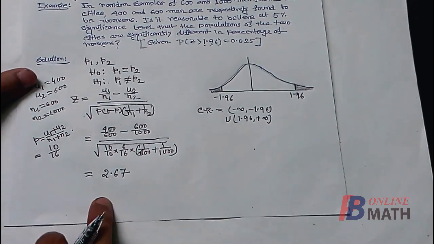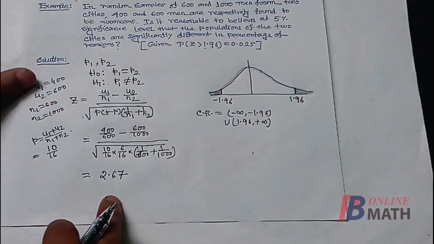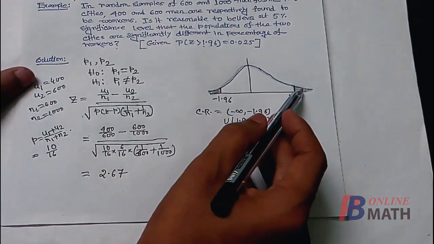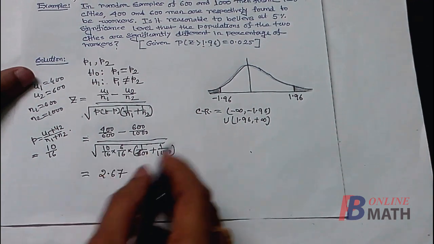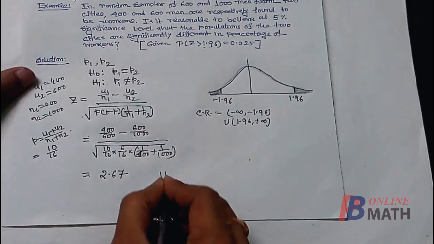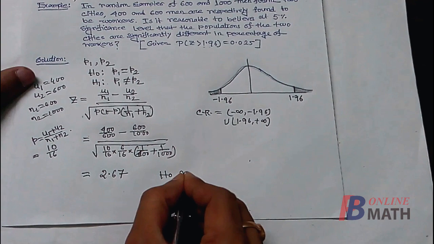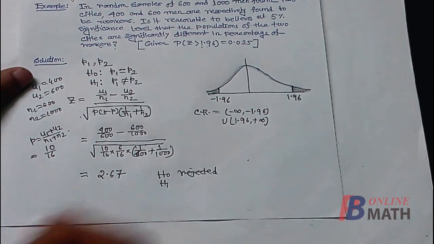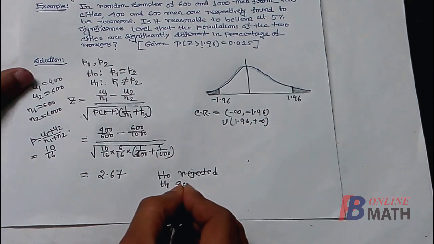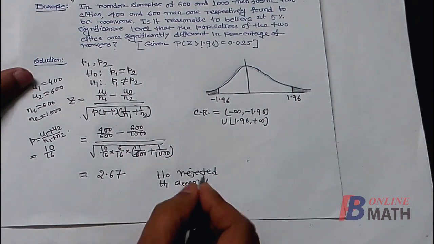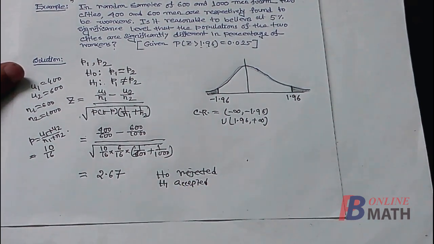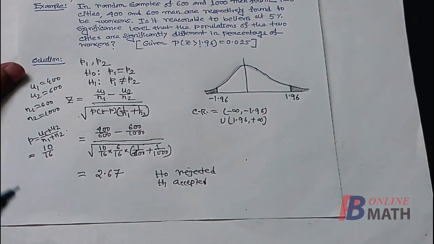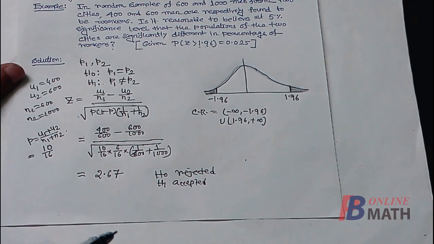So this is the value of the test statistic, and we find that the value of z lies in the critical region, so H0 must be rejected. So H0 is rejected and H1 accepted. Our conclusion will be yes, there is a difference in terms of percentage between the two cities as far as the 5% level of significance is concerned.